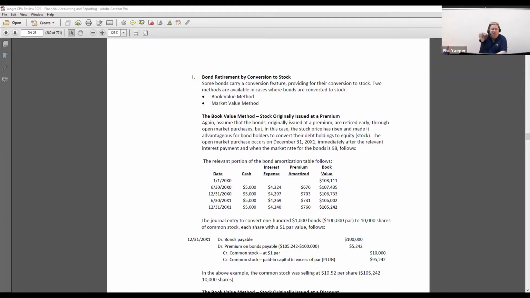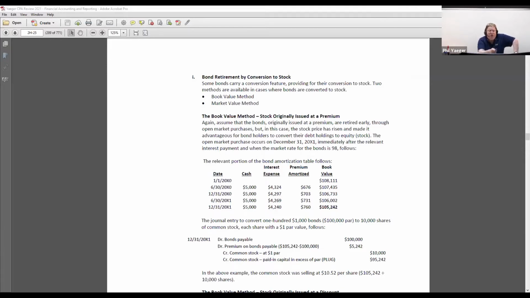When I issue bonds to you, there's a contract that I, the corporation, am borrowing money from you, and at maturity, I will give you the face amount of the bonds. So there are 2 methods of converting bonds to stock. One is called the book value method, and the other one is called the market value method.